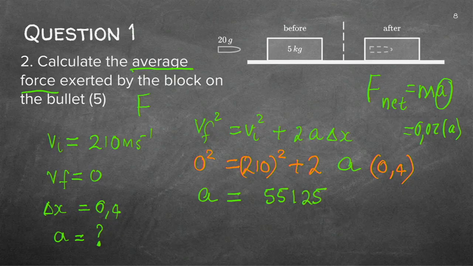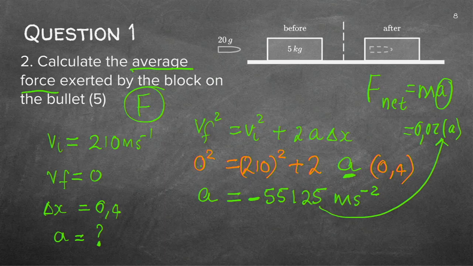55,125. Remember, this is the acceleration. If I took this value to this side, I would have got a negative value, and remember it stopped. So this would have been an acceleration slowing down. What's the unit of acceleration? It's that. But this is not the complete calculation because they asked me to calculate the force. So let's do that substitution now.